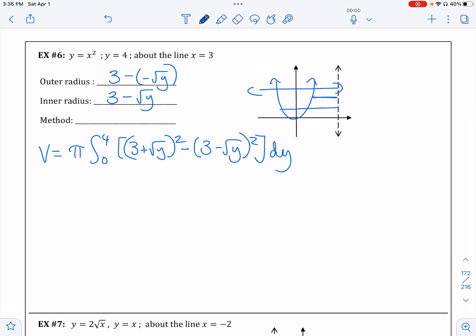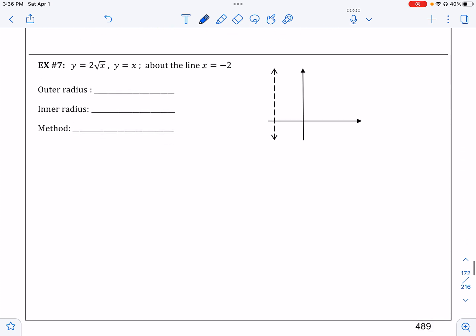So let's look at this next one, example 7. You would sketch up this picture knowing that it's a square root function with twice the normal height of the parent, so something like this. And the line y equals x looks something like this. They're going to intersect right here at (4, 4), and we're revolving around this line over here, x equals negative 2.